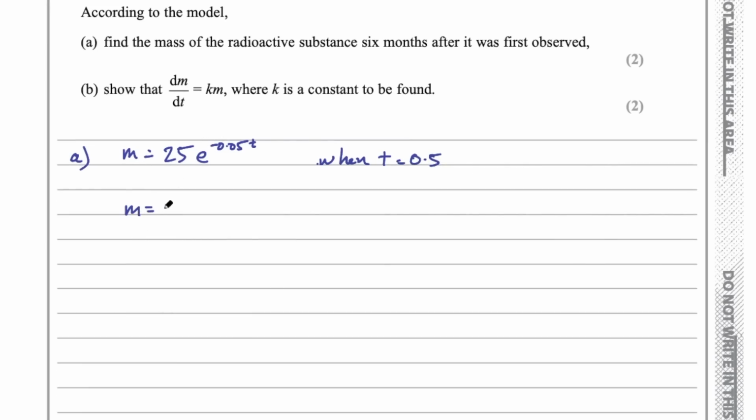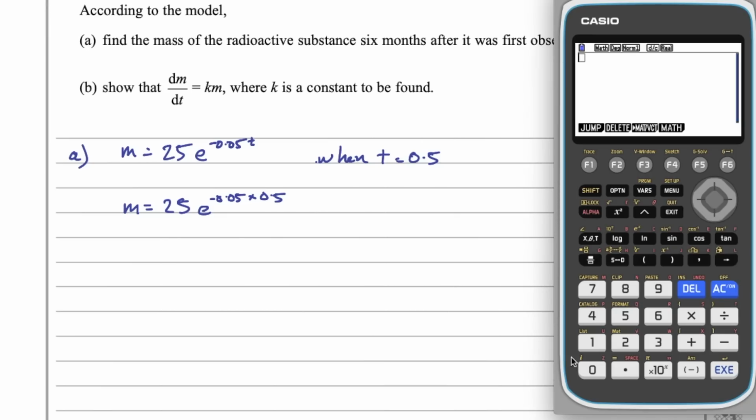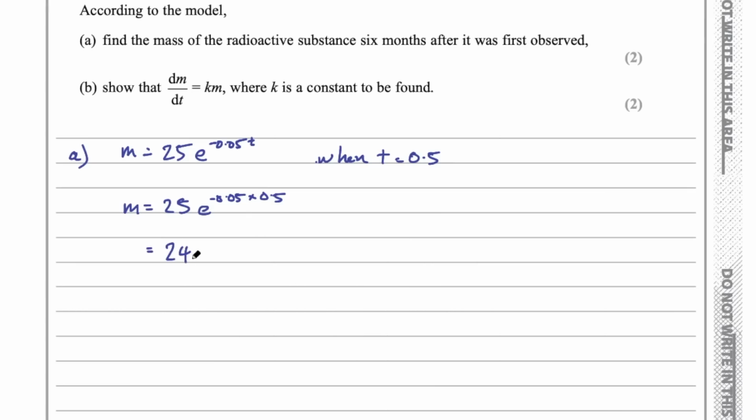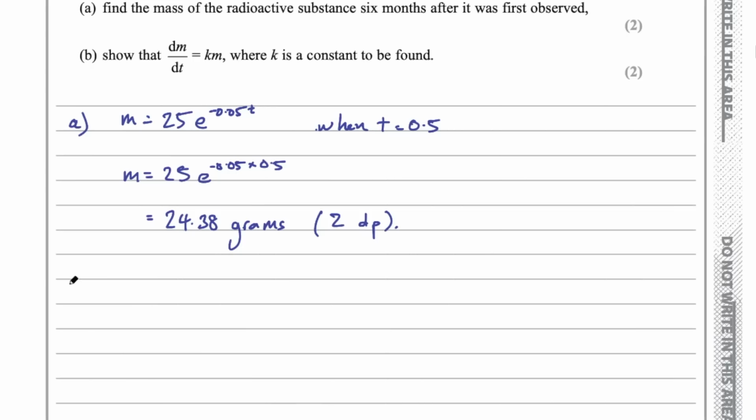So m will equal 25 multiplied by e to the minus 0.05 times 0.5. Plug that into a calculator. So 25 times e, which should be above the natural log button, to the power of minus 0.05 times 0.5, and you should get an answer of approximately 24.38. So 24.38, and that's in grams to 2 decimal places.